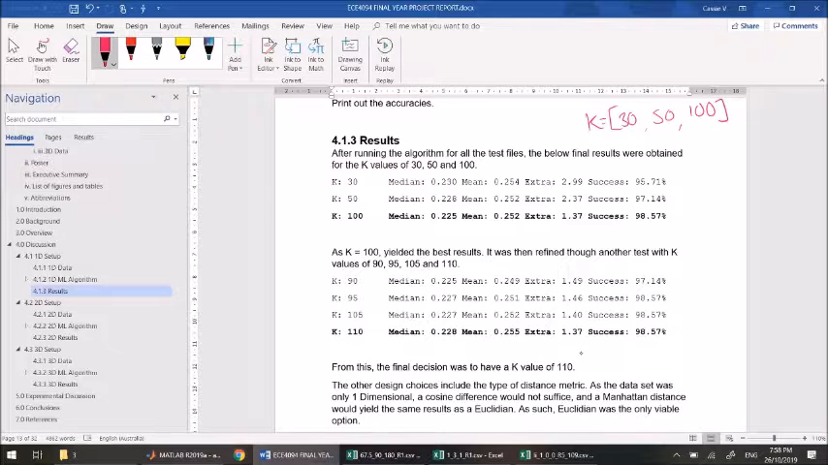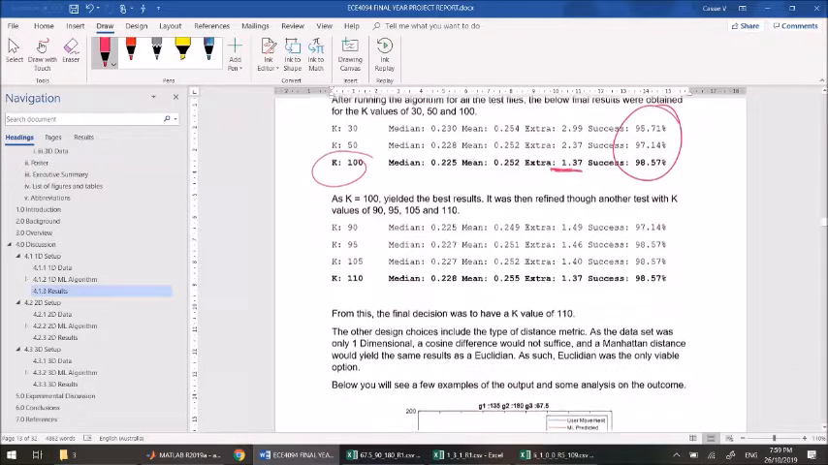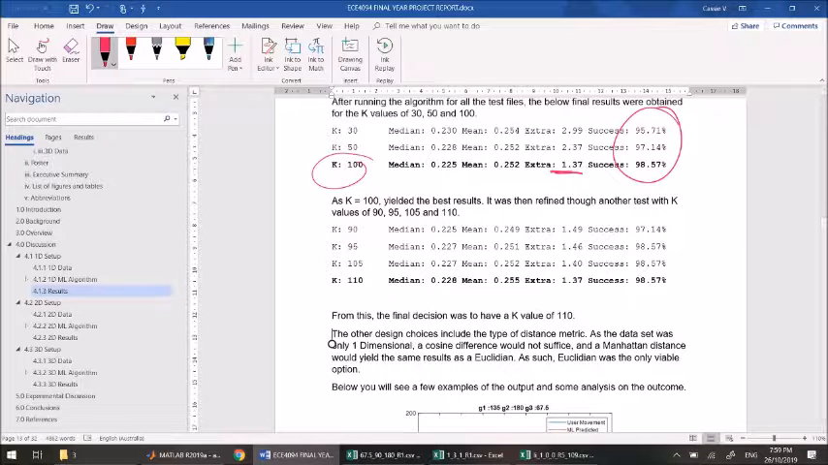So here we ran them all. All of them had a success rate above 90, which is great right off the bat. So the one-dimensional data works really well. We picked the best one out of here, which was 100, because it had the least extra goal changes we weren't supposed to have. After that, I chose a bunch of k values closer to 100.